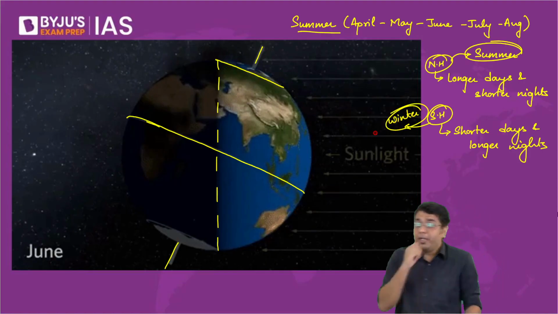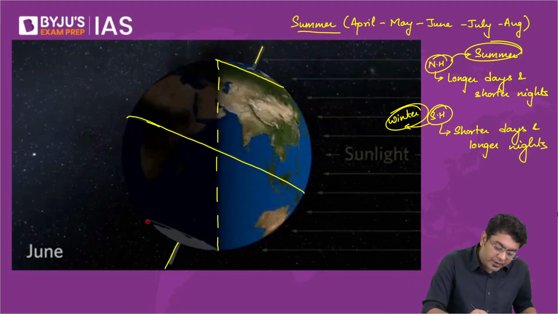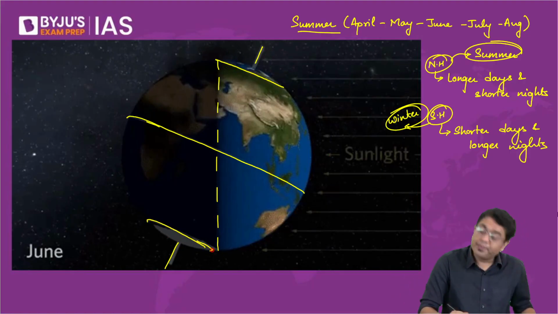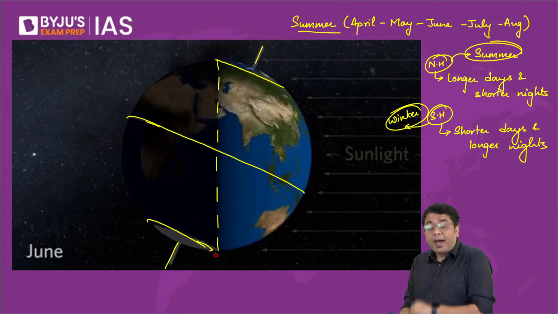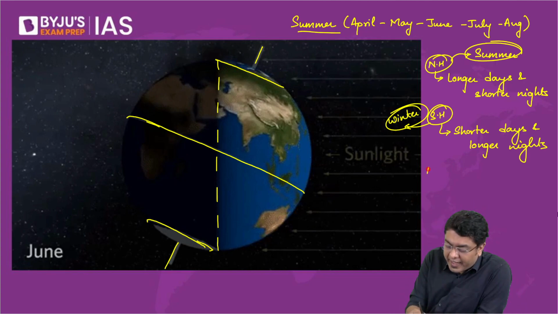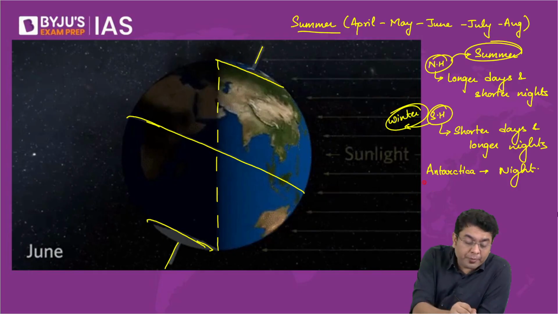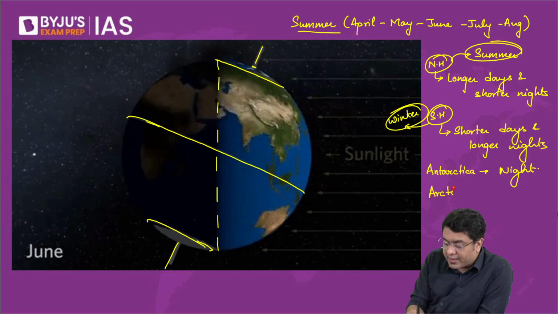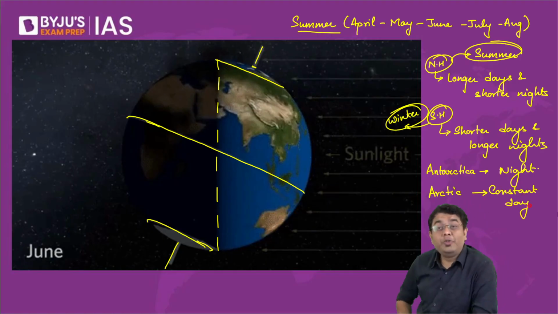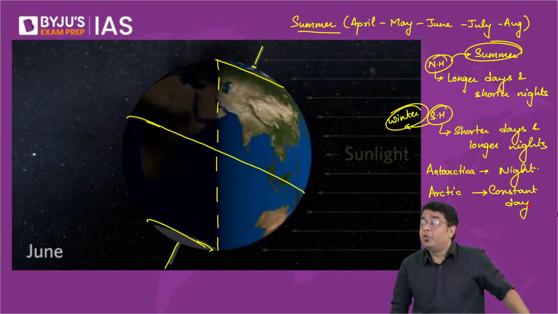Now, in this situation, look at Antarctica, the region of the Antarctic Circle, if you observe. Now, in this case, Antarctica will be under permanent night. What about the region of the Arctic? If you observe the region of the Arctic and the North Pole, Arctic, constant day. Observe how this has changed from winter to summer.